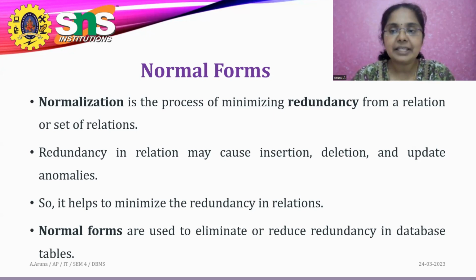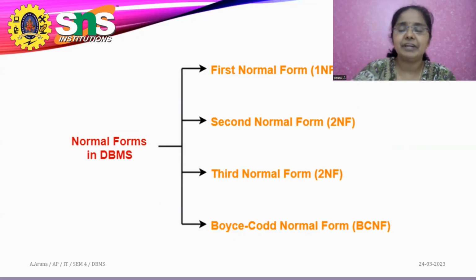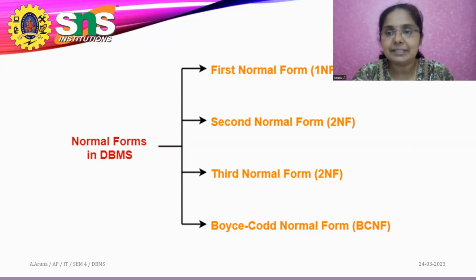Normalization can be classified into 5 types: the first normal form, second normal form, third normal form, Boyce-Codd normal form, and the fifth normal form. Through these 5 different methods, we can eliminate the redundant data present in a particular relation. That's all about the basic definitions of the dependencies and the normal forms.